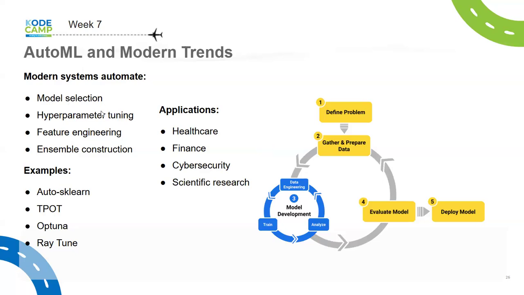It's automated. It can automate the model selection, the hyperparameter tuning, feature engineering, and the ensemble construction. So there are many of them. For example, AutoScaling can do AutoML. So it's something to look at. TPOT, Optuna, and Ray Tune. And the applications where we use this: healthcare, finance, cybersecurity, and scientific research.